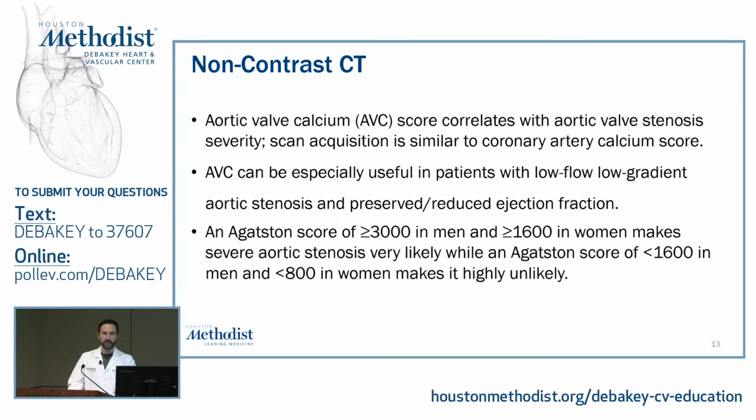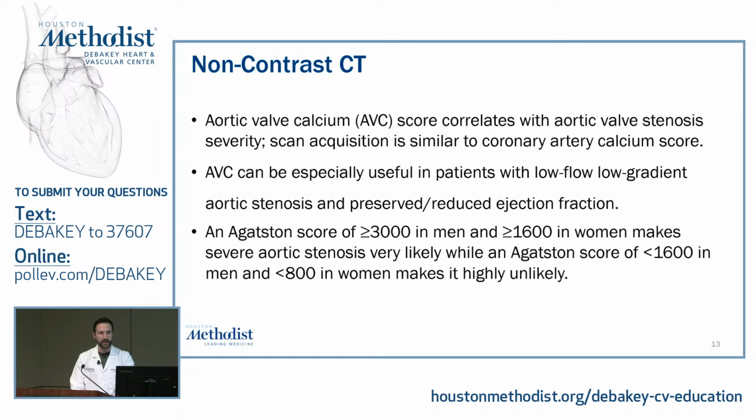We have to be very careful when we're doing these measurements that we're circling only the calcification in the aortic valve. So we don't want to include aortic root calcification. We don't want to include coronary calcification, like in the left main or the right coronary ostium. And then you don't want to include mitral annular calcification. If you include those, you can overestimate how much calcification you have around the aortic valve.